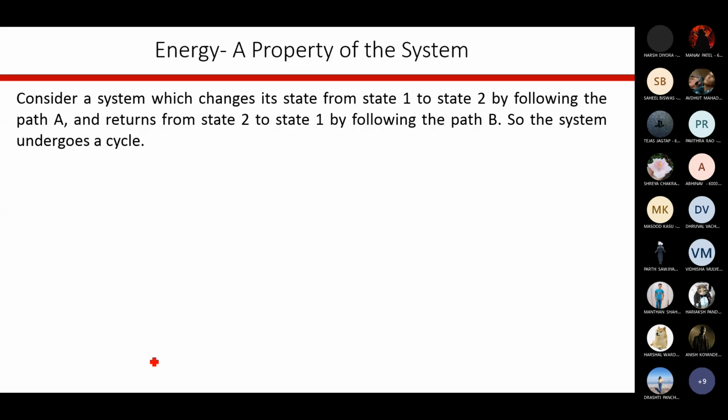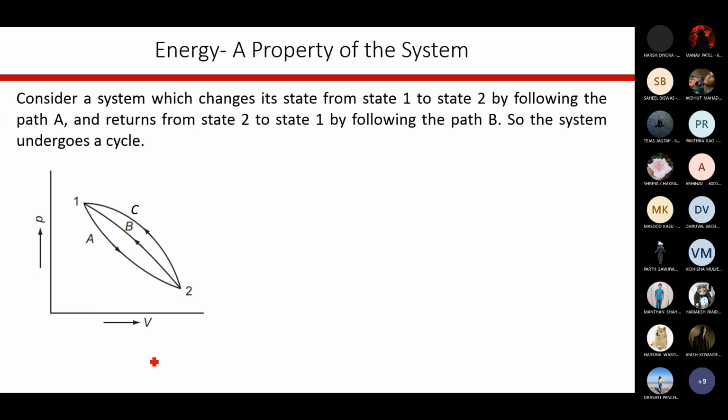Now we introduced this property, the energy. We talked about the delta E in the previous slide, right? Now it is time to prove that this energy is nothing but a property of a system. For that, we'll consider a system which changes its state from state 1 to state 2 by following a path represented by a capital A, and the same system will return back from state 2 to state 1, but this time we'll follow a different path, path B. It means if your system is going to state 2 and coming back to the initial state following another process, your system is basically undergoing a cycle like this.